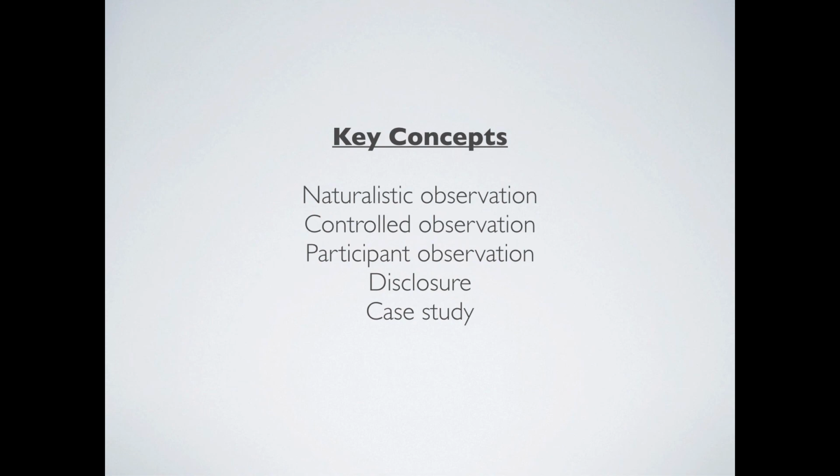Key concepts here, guys. We've looked at 3 different types of observation: naturalistic, controlled, and participant observation. We've also looked at this idea of disclosure as well. Do you tell your participants they're being watched or do you not? That's up to you. And we've also looked very, very briefly at case studies as well. If you can get these ideas into your heads, then you're doing really, really well so far.